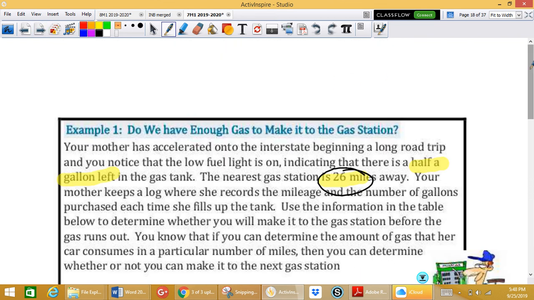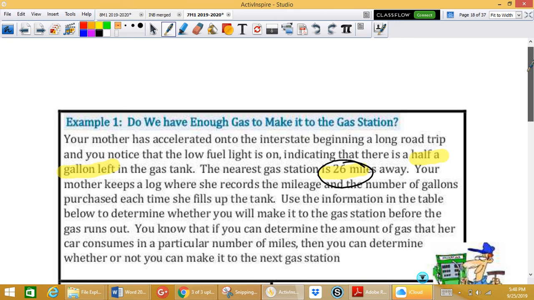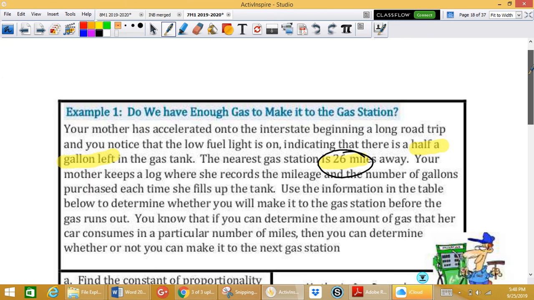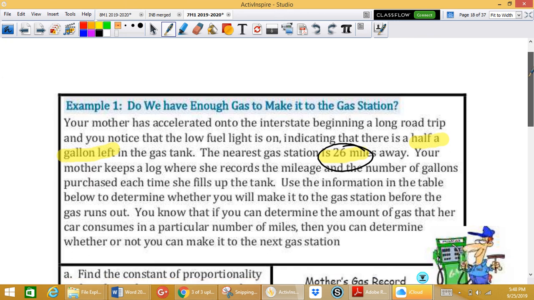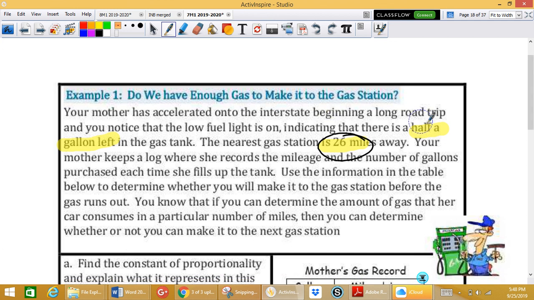Do we have enough gas to get to the gas station? Your mother has accelerated onto the interstate, beginning a long road trip, and you notice that the low fuel light is on, indicating that there is a half gallon of gas left. The nearest gas station is 26 miles away. Your mother keeps a log where she records the mileage and the number of gallons purchased each time she fills up the tank. Use the information in the table to determine whether you will make it to the gas station before the car runs out of gas.